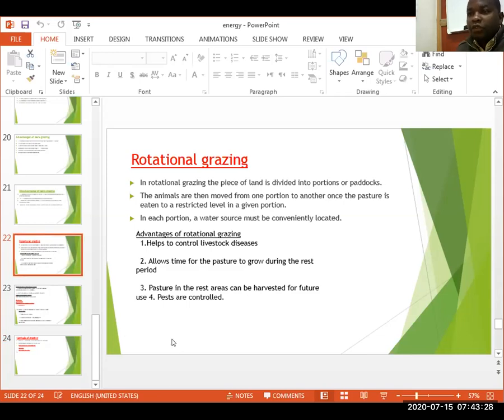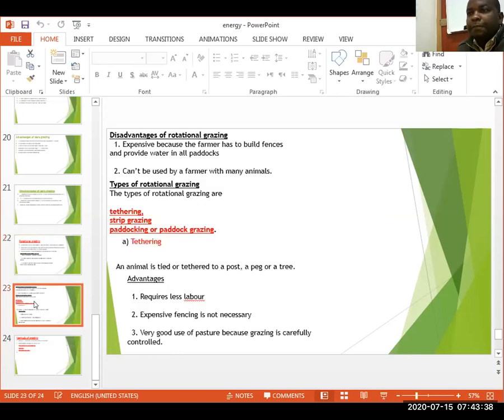The second method of grazing is herding. But long before we look at the next method of grazing, we look at disadvantages of rotational grazing. The bad thing about rotational grazing is that it is expensive because the farmer has to build fences and provide water in all paddocks. Then disadvantage number two, it can't be used by a farmer with many animals.